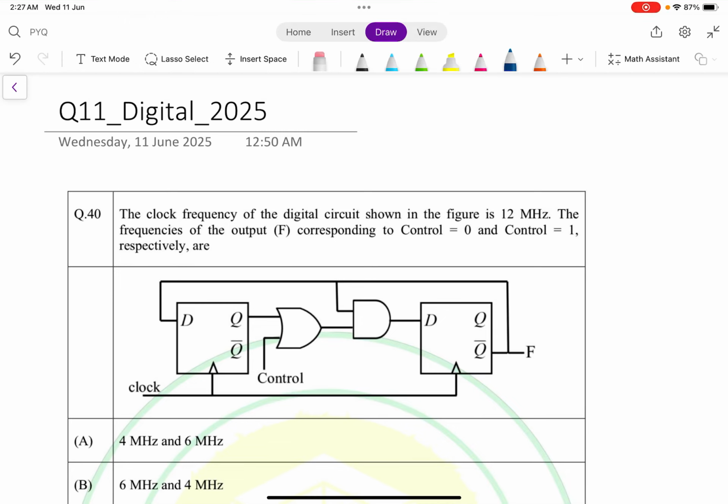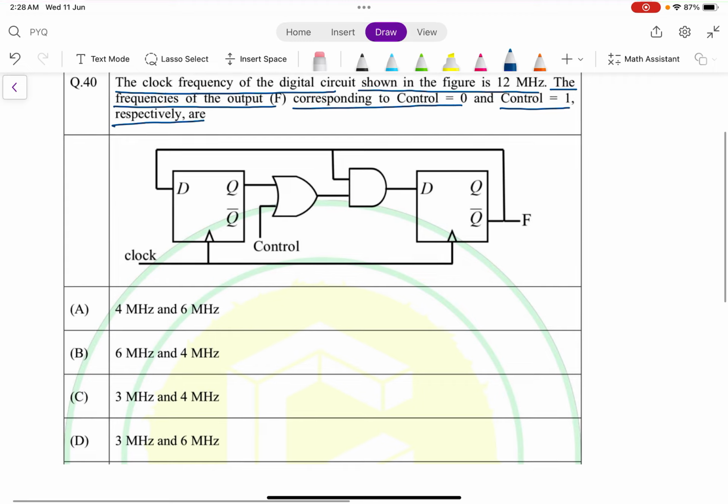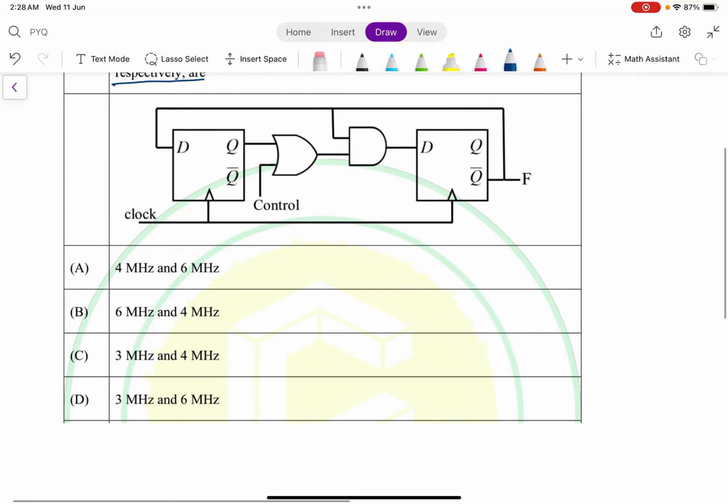Hey everyone, let's start with question number 11, Digital Electronics, asked in GATE examination 2025 instrumentation branch. The clock frequency of the digital circuit shown in the figure is 12 MHz. The frequency of the output F corresponding to control 0 and control 1 respectively are. Let's start analyzing the circuit.